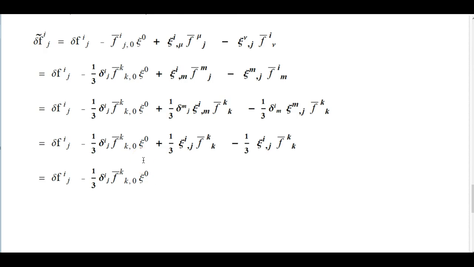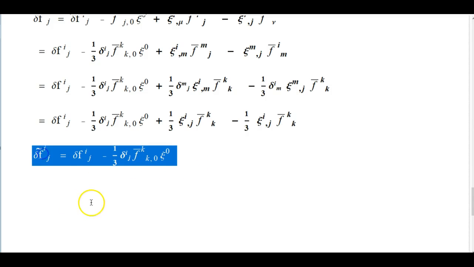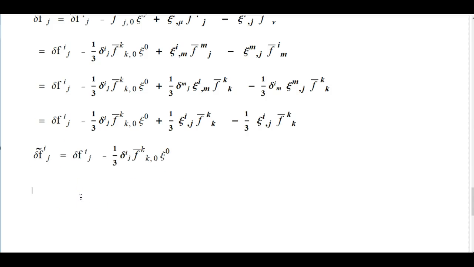So we have delta Fij is equal to this. So delta Fij transforms according to this relationship. Perfect.